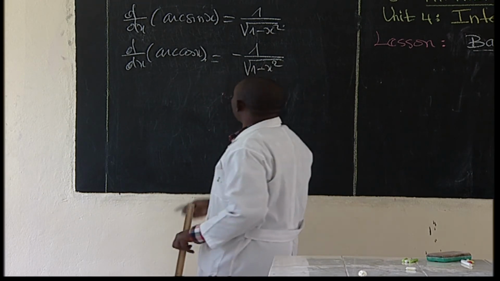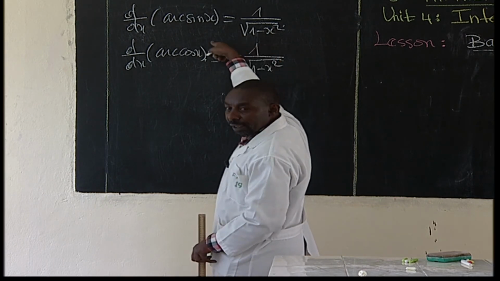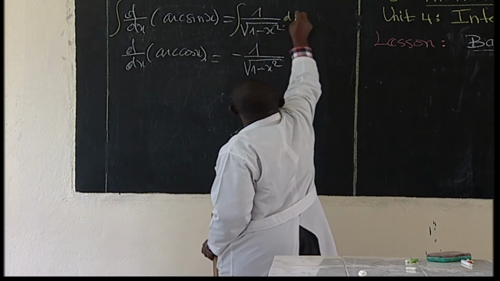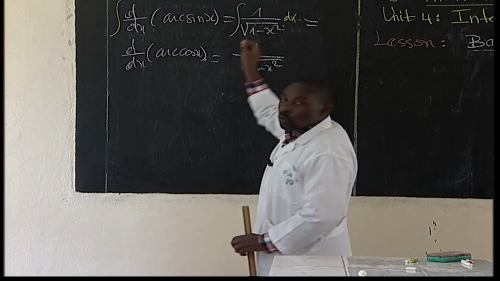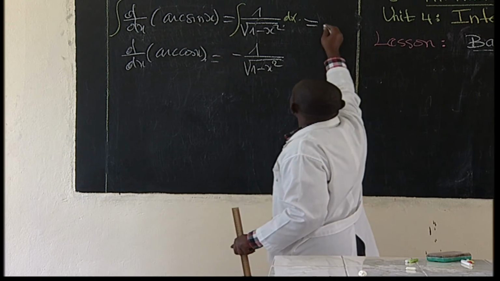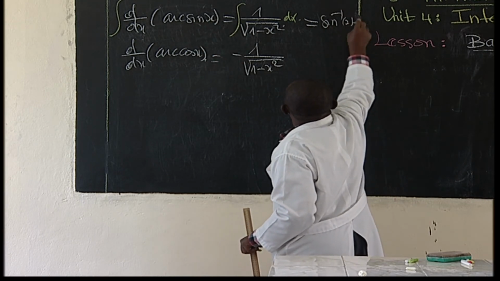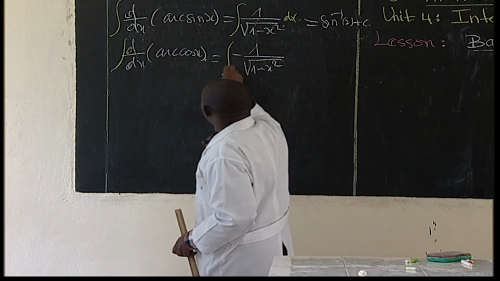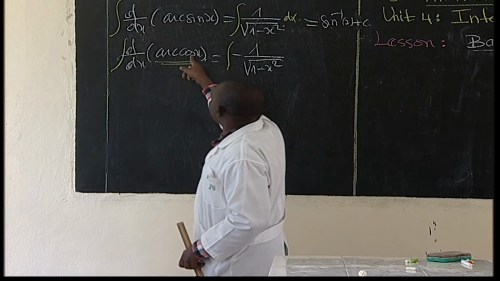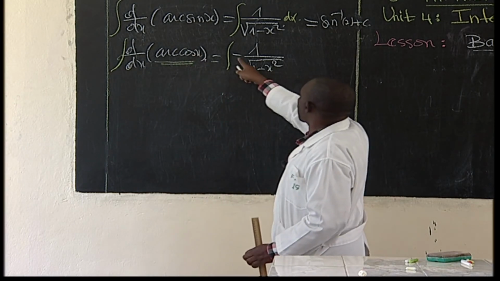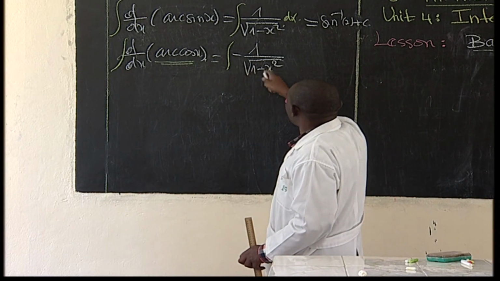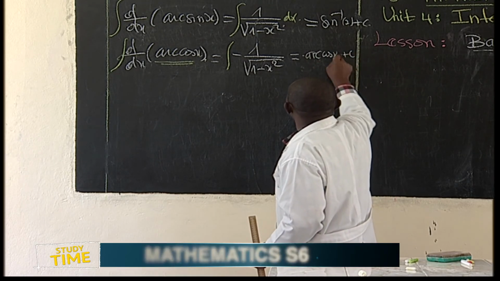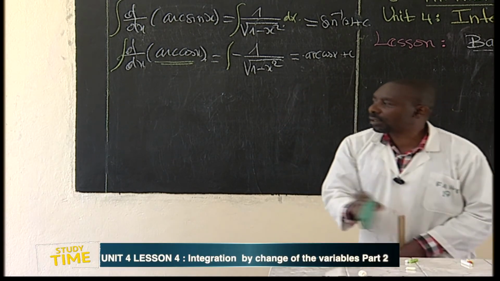Means that if I decide to integrate both sides, dx, so this integral is equal to arc sine of x, or sine inverse of x plus c. Likewise, for this one, when I integrate both sides, I cancel this operation with arc cos of x, means that the integral of minus 1 divided by square root of 1 minus x squared is equal to arc cos x plus c. Isn't it? So that is a formula.